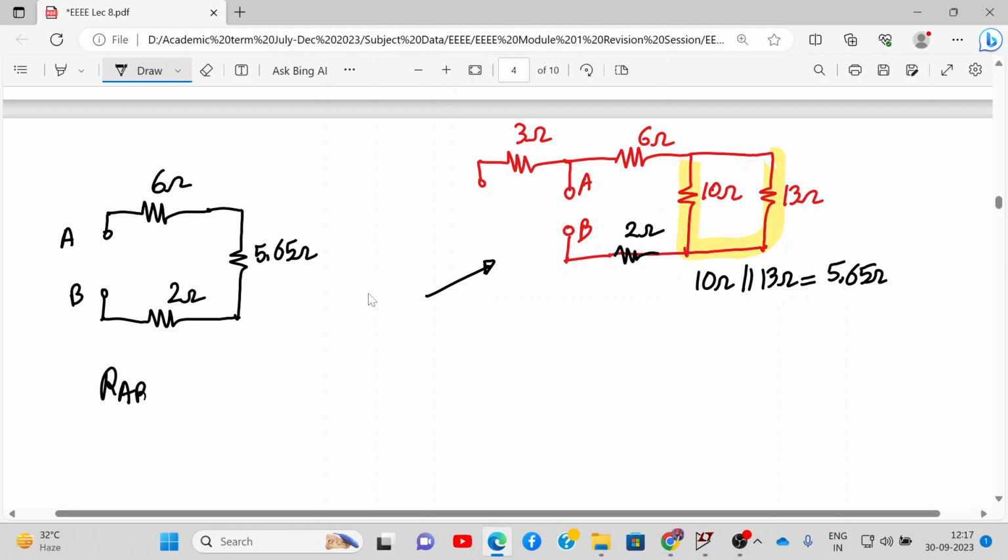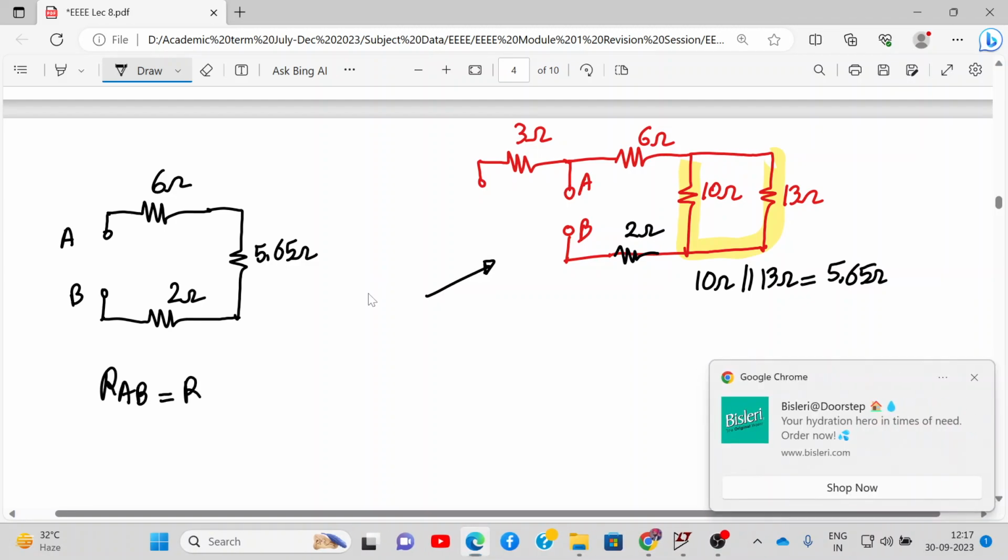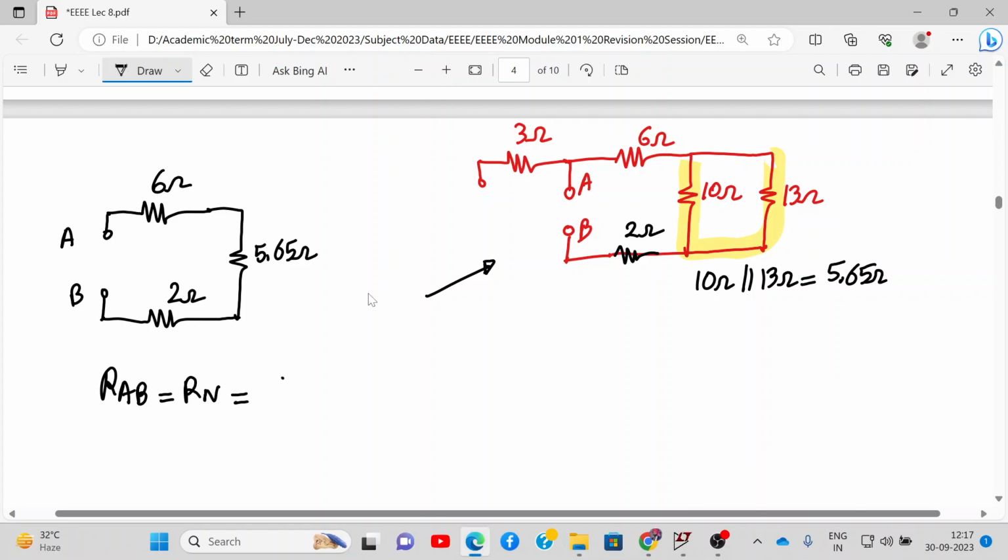So the equivalent resistance between A and B, or Rn, is 6 plus 2 plus 5.65. That is coming out to be 13.65 ohms. So that is my value of RAB.